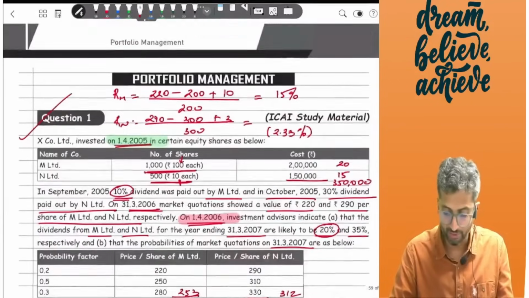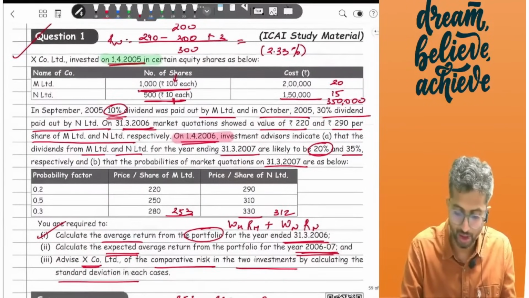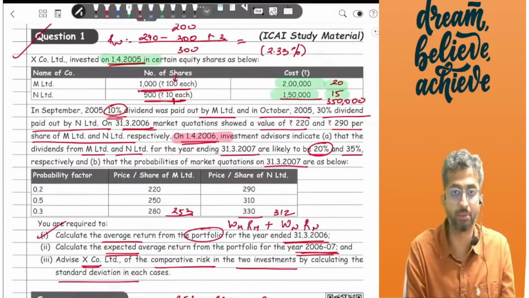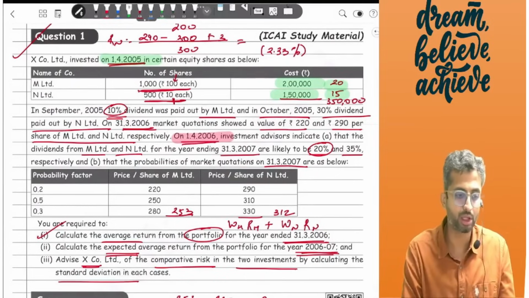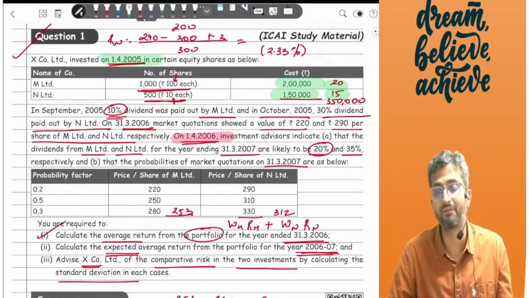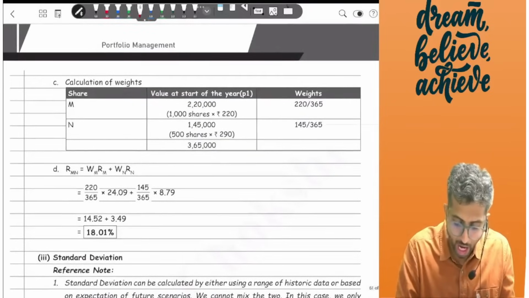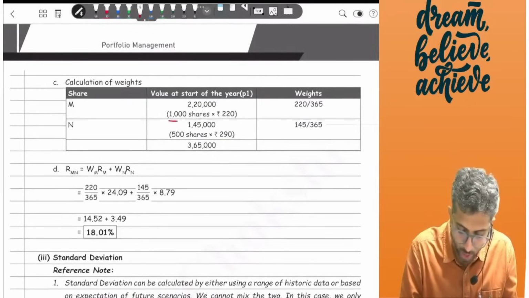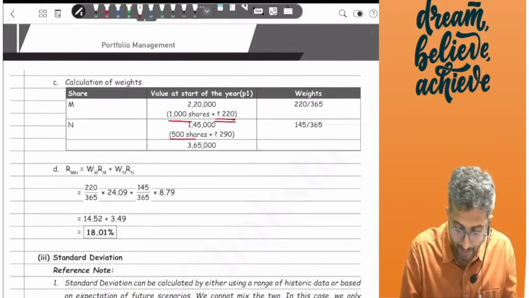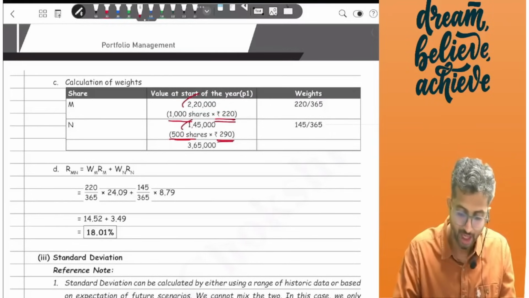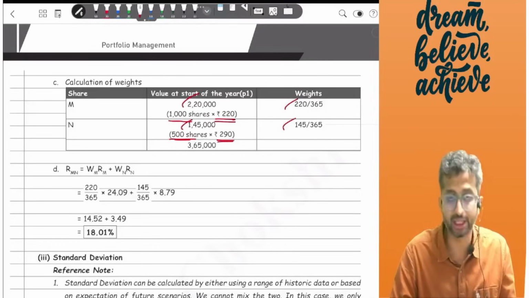But here, what are the weights? Now, a student will say that the weights will remain constant, that is 20 is to 15, and this is where you will possibly make a mistake. Remember, the weights over here are going to be based on the values at the beginning of the year, and the values at the beginning of the year are going to be 1000 into 220 and 500 into 290, so that is 2,20,000 and this is 1,45,000, and hence the weights will be calculated accordingly.